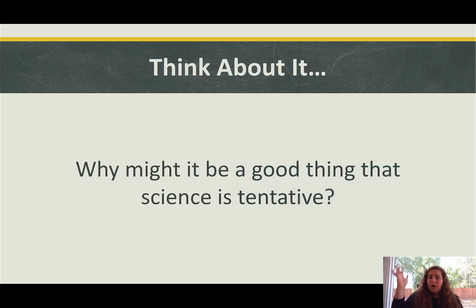So on your paper, pause again if you need to, just a sentence or two. Why do you think it might be a good thing that science is tentative? Or do you think science shouldn't be tentative? Do you want your science to be always right or always wrong and nothing in between? Okay, join me on the next slide when you're done.